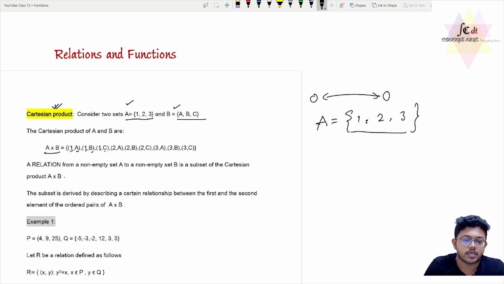Now please don't confuse here. These are elements and this is the name of the set. So this A and this B are not the same as that A and that B. These are set names and these are set elements.